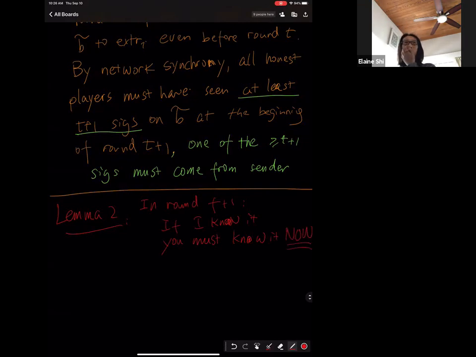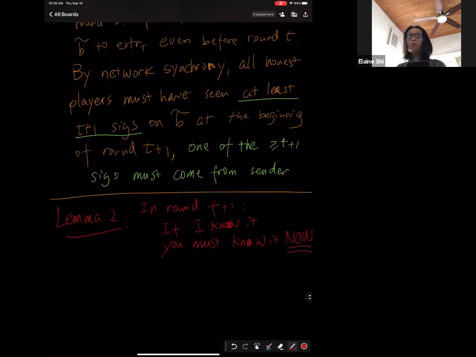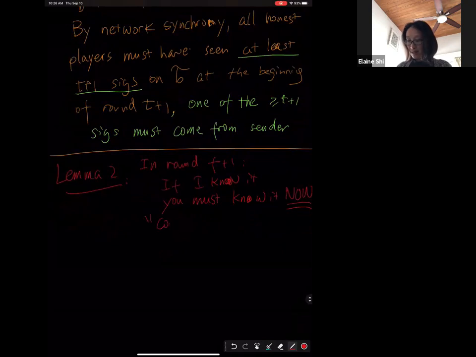So the difference between the two lemmas is like the previous one says, if I know it now, you'll know it in the next round. But here it's magical. It says in the last round, if I know it, you must know it now. And therefore we say essentially people reach common knowledge in the last round. So this is basically when we reach common knowledge.